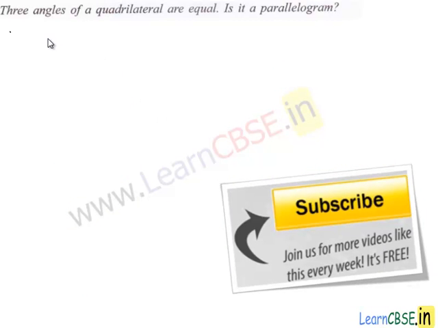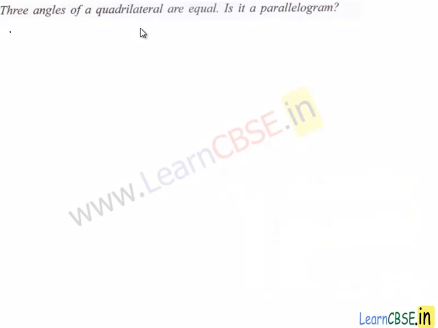And here we have 1 mark questions, and in this question we are given that 3 angles of a quadrilateral are equal and we are asked to say whether it is a parallelogram. So let's work out the problem. Here we take ABCD is a quadrilateral.